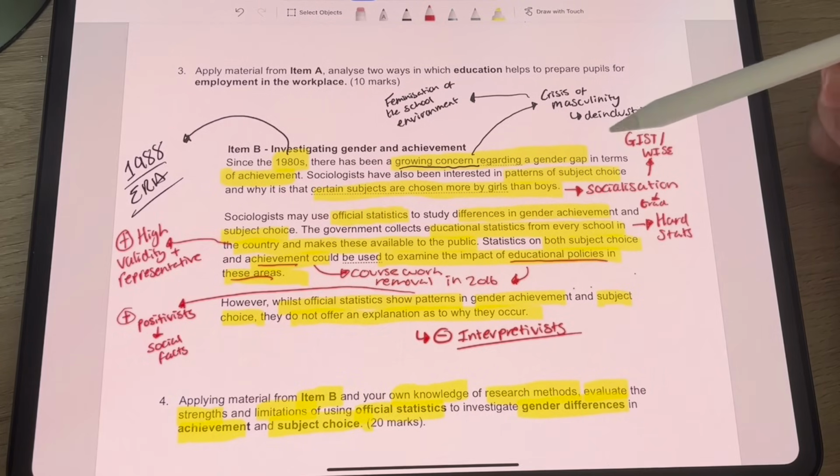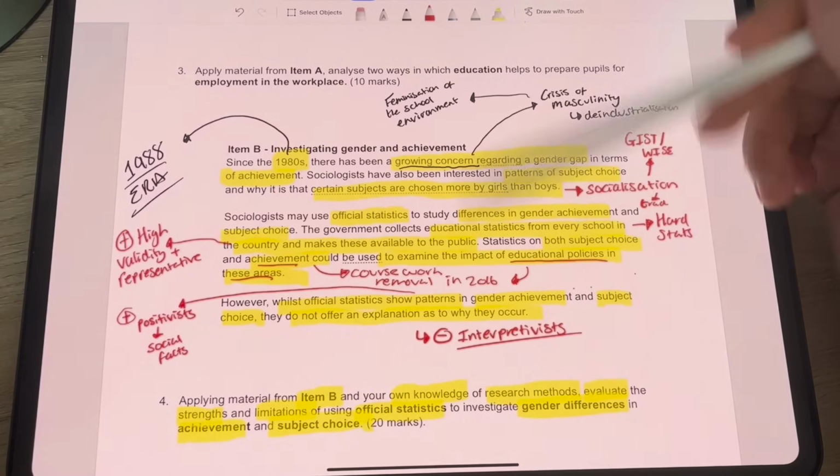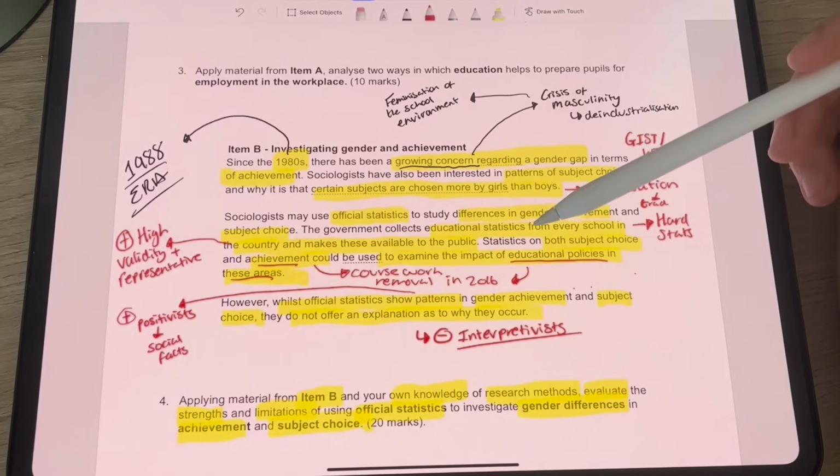Why have I just forgotten what I just said? You know what I'm trying to say.